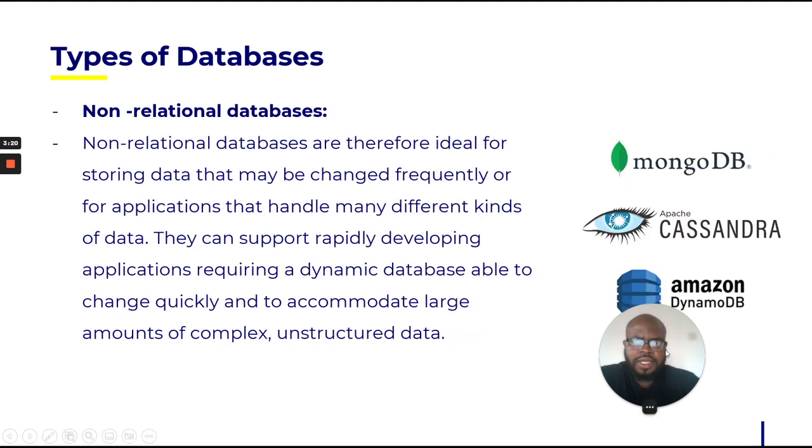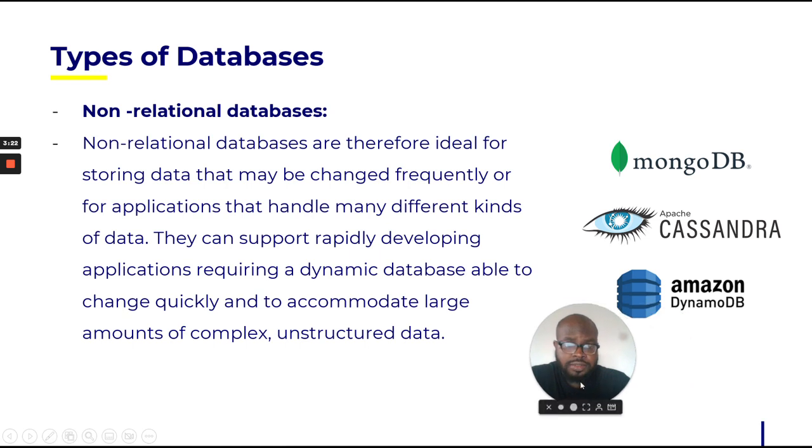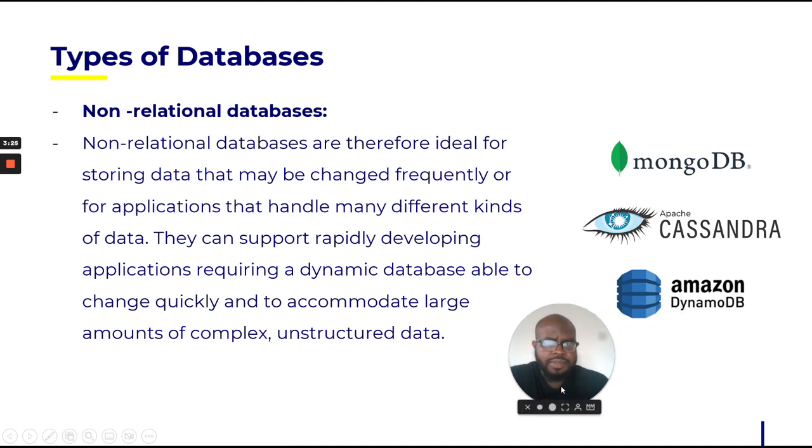Now, they are ideal, like we can see on the slide, for storing data that may be changed frequently, right? So when we have data that might be updated very frequently, they are very ideal for storing those kinds of data. And they are also ideal for applications that have different types of data. So we might have pictures stored in those documents. We might have different types of data stored in that particular document. So they are ideal for that particular type of application.